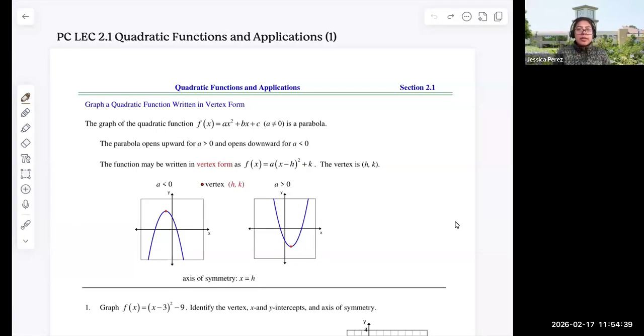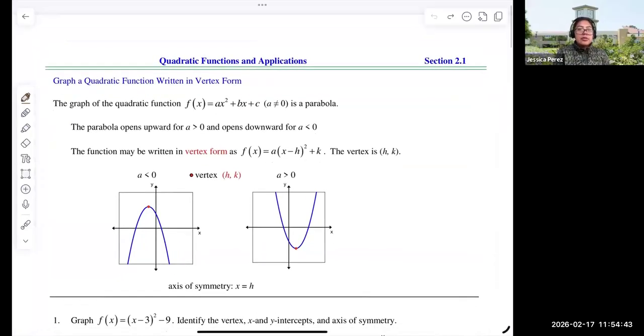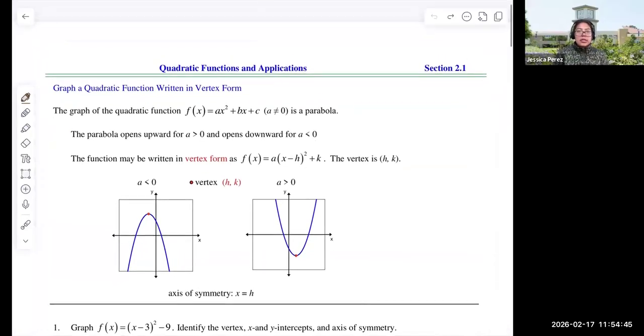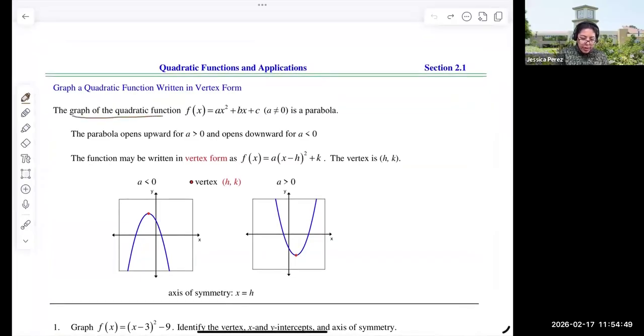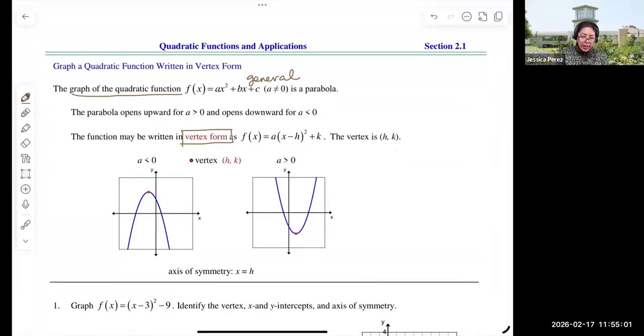Hi, everyone. Welcome to section 2.1, quadratic functions and applications. So what we're going to be doing today is that we are going to go over the graphs of quadratic functions. This is called the general form of a quadratic function, and we are going to rewrite it as a vertex form. What do we know about a quadratic function?